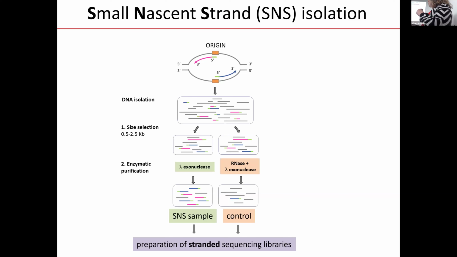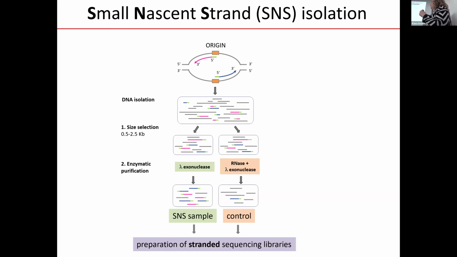So you do first a DNA isolation, and the SNS fibers are at a very, very low percentage within even heavily replicating cells. It's estimated that you have 0.05% of SNS of the total DNA count after DNA isolation. So to isolate the SNS, you have two steps. The first step is a size selection, where we select with the sucrose gradient fragments between 0.5 and 2.5 kb. And afterwards, you have an enzymatic purification step where lambda exonuclease is used.